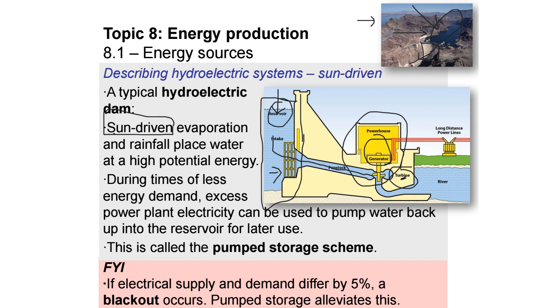But now, why is it called sun-driven? Basically, how does the water get up here in the first place? Well, that's rain, isn't it? So rivers function because of rain. And how does the rain get up there? Well, due to evaporation. So basically, the sun gives the water potential energy through evaporation. And then as the rain falls, it accumulates in the reservoir and it becomes potential energy in the water.